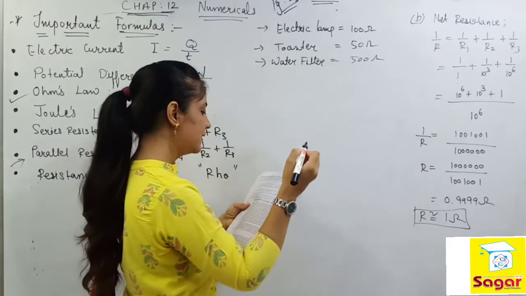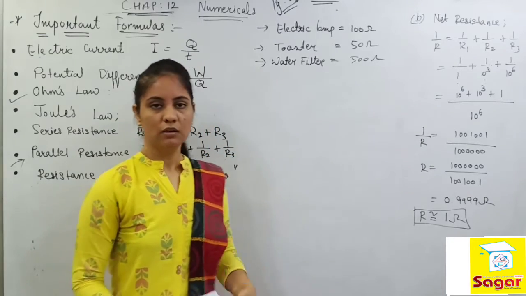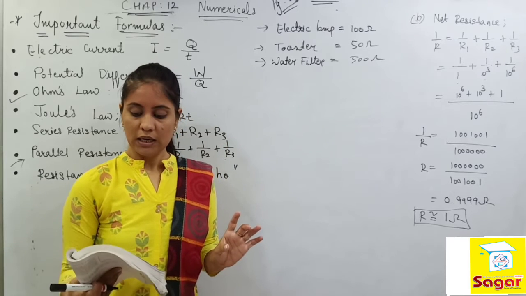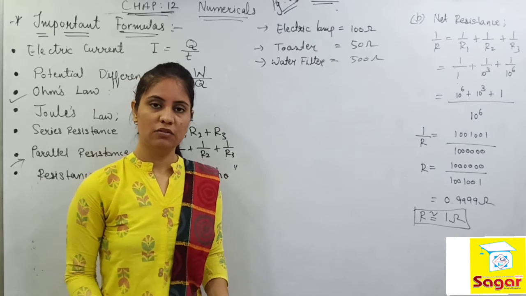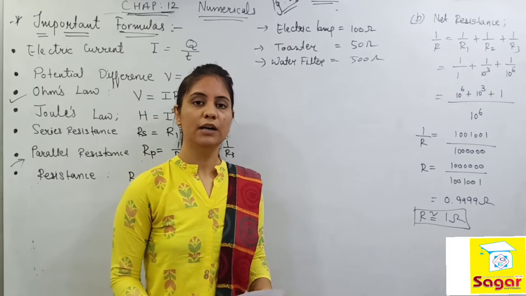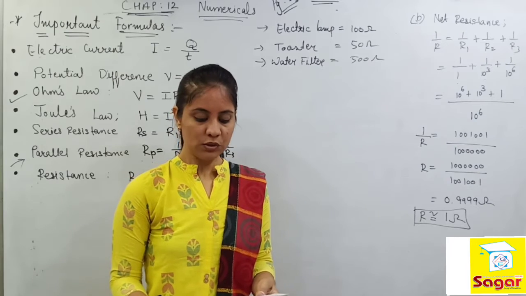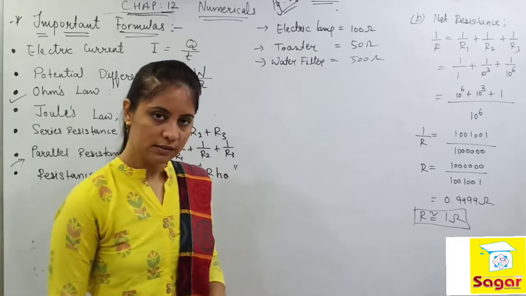And one more quantity is given: they said that all these components are connected in a parallel connection. You are also provided with a battery that is applying 220 volt. So we have to find the total net resistance offered in the circuit.